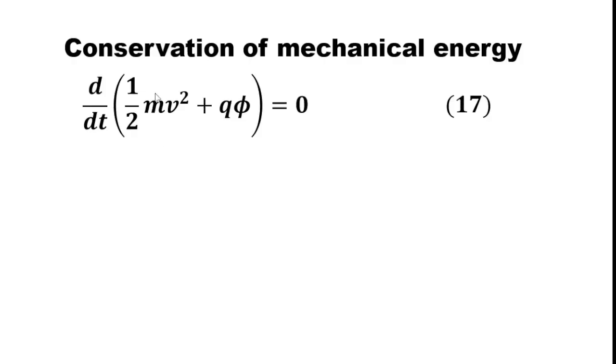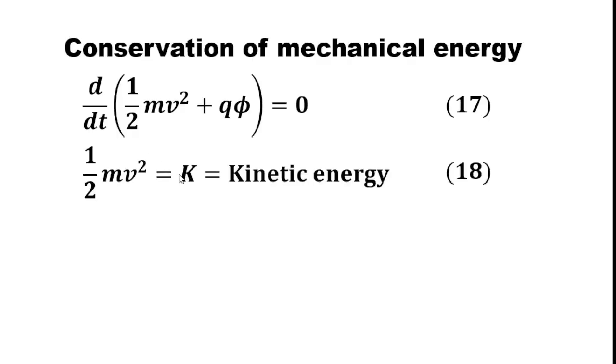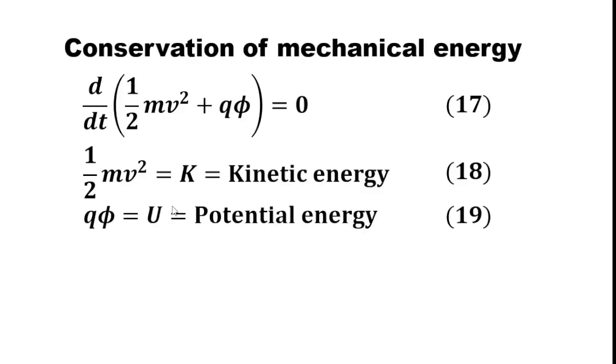Now this half m v square is the kinetic energy. We denote it with the letter K, and this q phi is the potential energy. We denote it by the letter U. Putting these letters instead of kinetic energy and potential energy respectively into equation 7, we obtain equation 20, which reads as the time derivative of the sum of K and U is equal to 0.